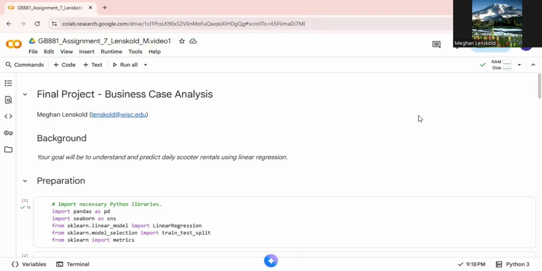My name is Megan Lenskold, and today I'll be going over my Colab notebook for the final assignment of General Business 881. The purpose of this notebook is to understand and predict daily scooter rentals using linear regression.